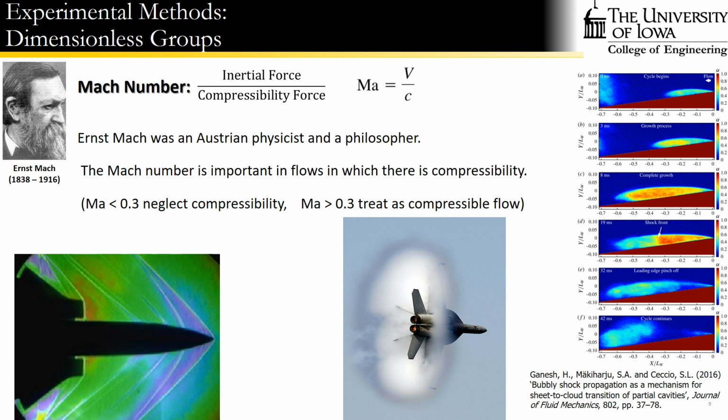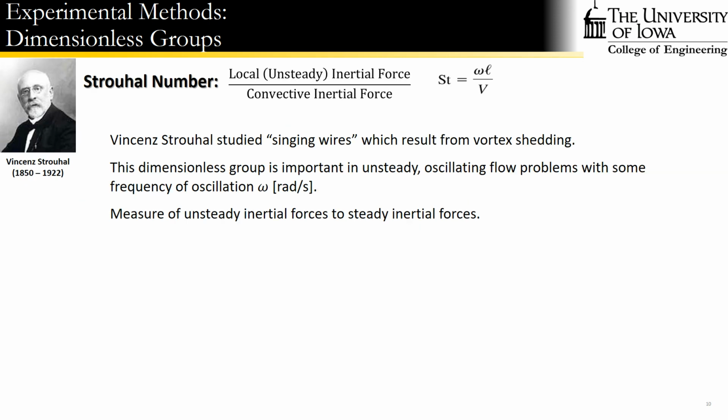And the Strouhal number is probably my favorite dimensionless number. The Strouhal number is a good one to have. This is the ratio of unsteady inertial forces, so the local acceleration term in your Navier-Stokes equations, to the steady inertial forces, which is the convective acceleration term. This is defined as omega, which is a characteristic frequency, times a length over velocity.